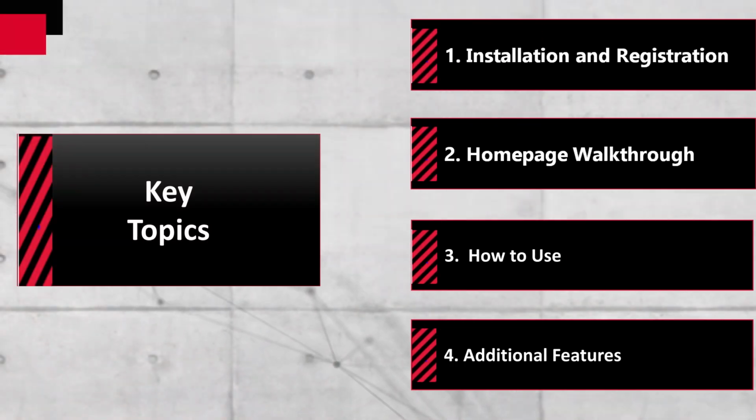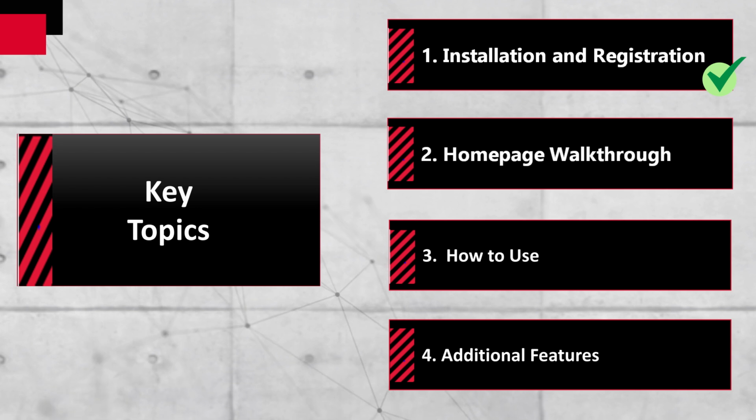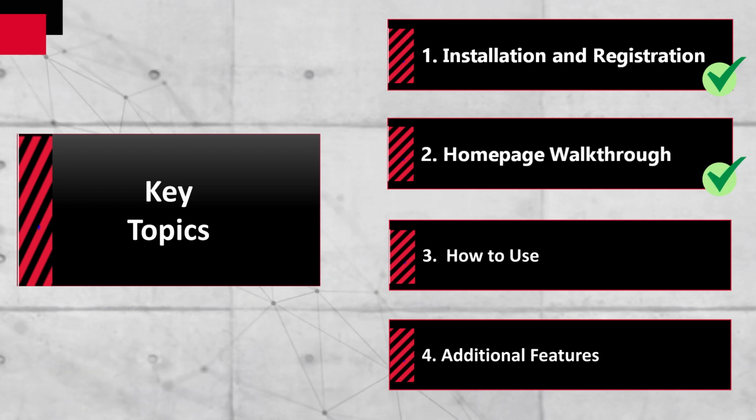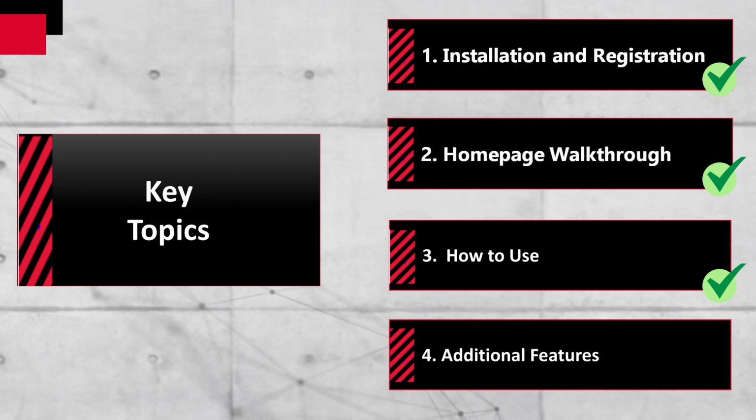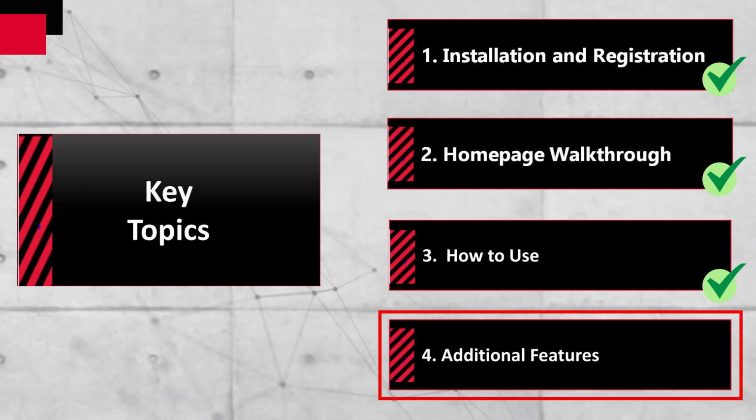In the previous video, we have learned about how to install the application and register yourself. Further, we had a walkthrough of homepage and explored the features that are present. Moreover, we also learned about how to use the features and their respective steps. In this video, we will see what all additional features are present for a user on MyOJA application.